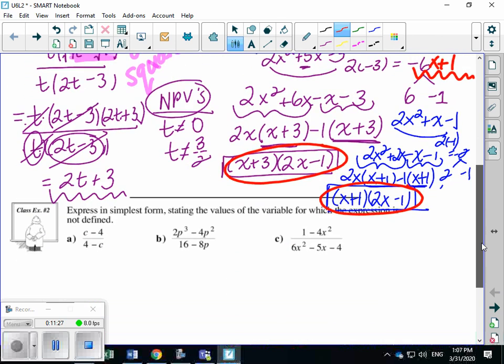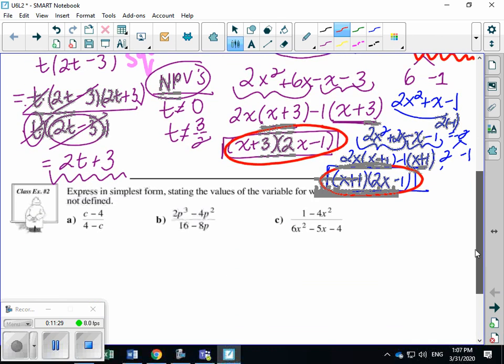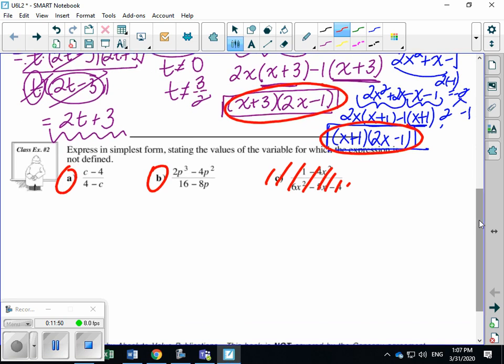Now, moving on to number 2. It says, express in simplest form stating the values of the variable for which the expression is not defined. So they want us to write it in simplest form, and they want us to state the NPVs. In this one, let's do A, and we're going to do B. We're not going to worry about C. Okay, so A, I'm going to put a star beside this one. This is a nice question because we're going to have to end up factoring a negative out of one of those terms.